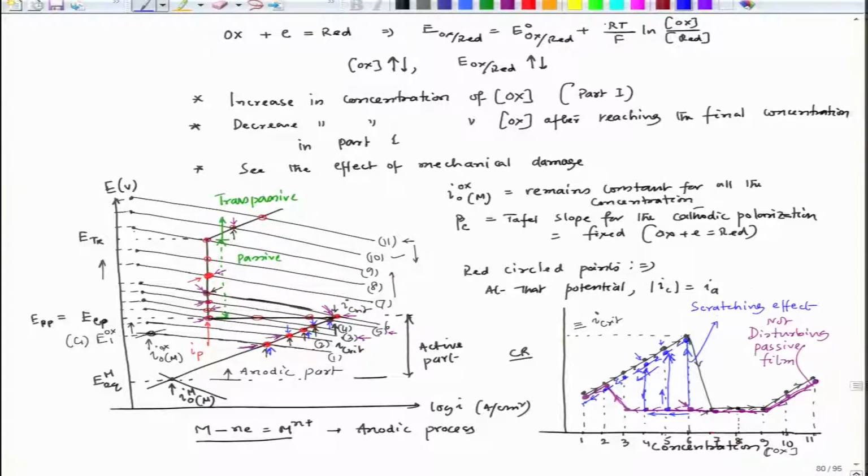This is the mechanical effect, the mechanical disturbance of the passive film. So this is the way it should operate in the case of an active passive metal when we change the oxidant concentration from low concentration to high, as well as from high concentration to low.